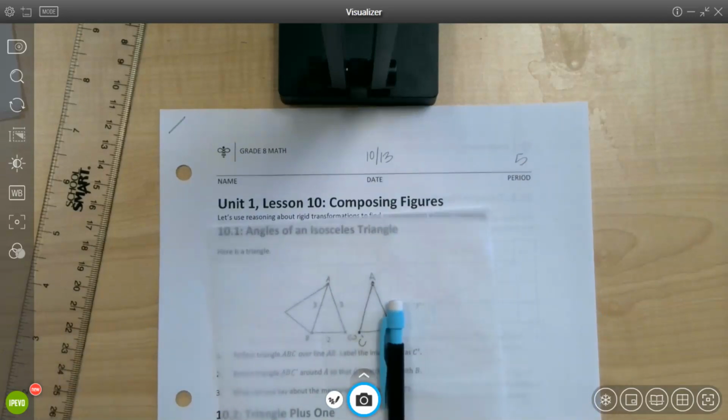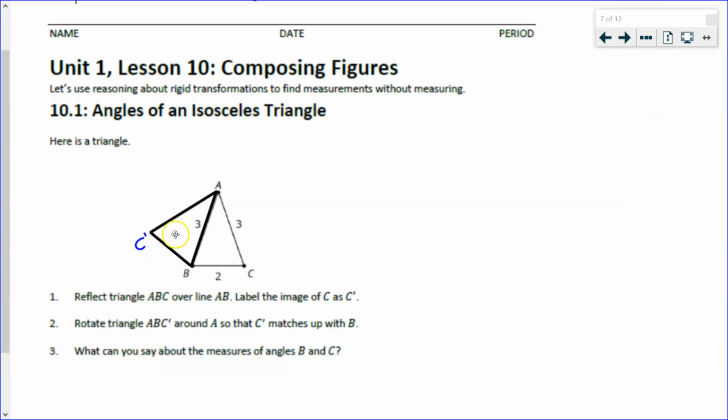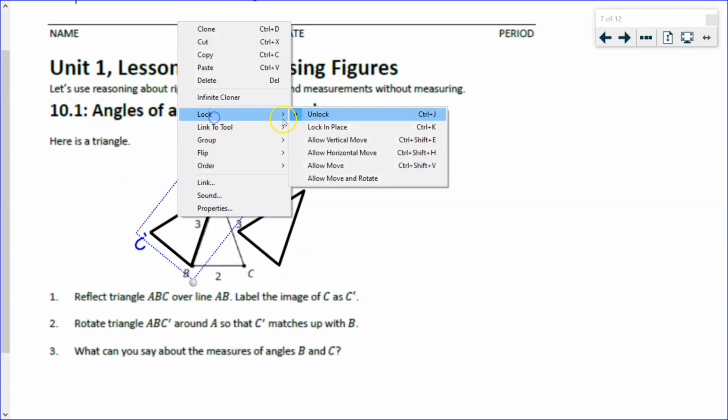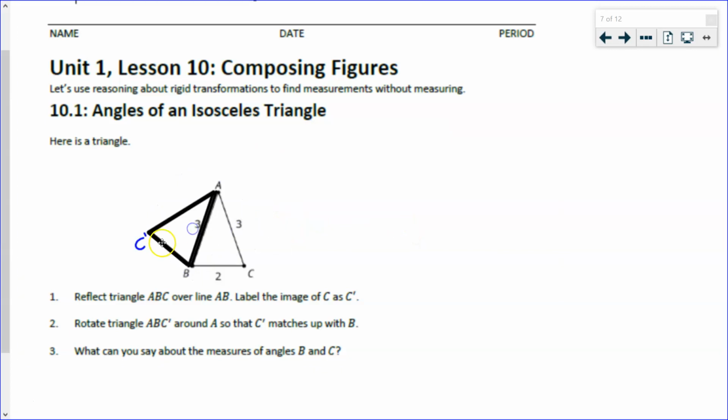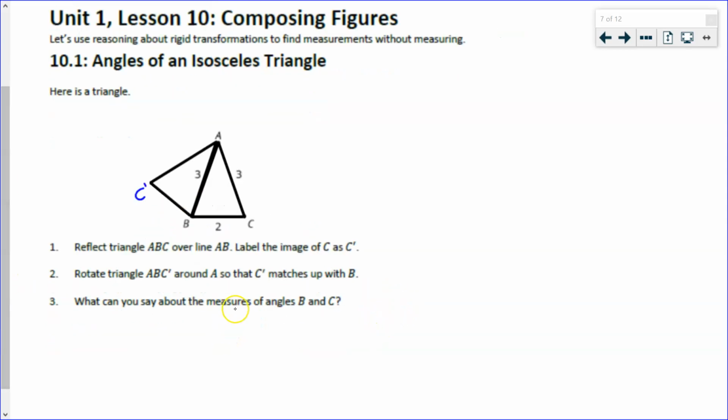So what is the purpose of this whole lesson? And it is this. I can then take this reflected triangle, and let me lock this one in place so it doesn't move. I can now rotate it back into position so that that C prime lines up perfectly with B. And the point of that is now we have proved that angle C is the same as angle C prime. I'm going to write that down because that's important. Angle C is the same as C prime.